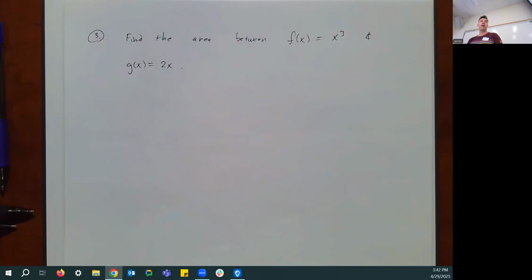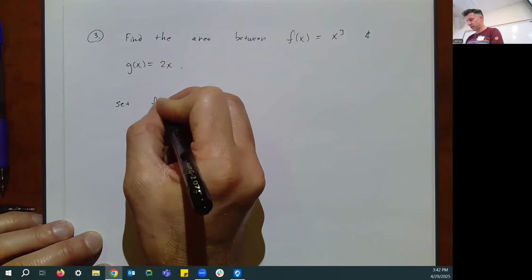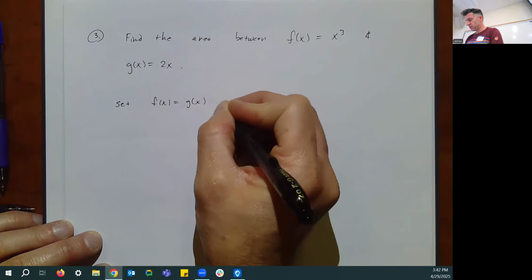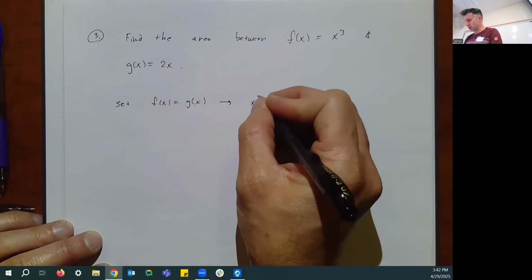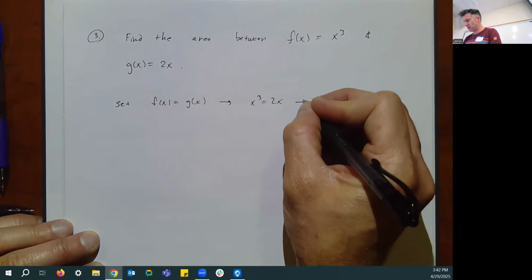So last time when we did the first one, we could have not graphed it by just finding the endpoints and then figuring out which function's higher on the interval. So we're going to do the same thing this time. We're going to find where these two functions cross each other. So we're going to set f of x equal to g of x. So we're going to get x cubed equal to 2x. We're going to be smart and bring everything to the same side.